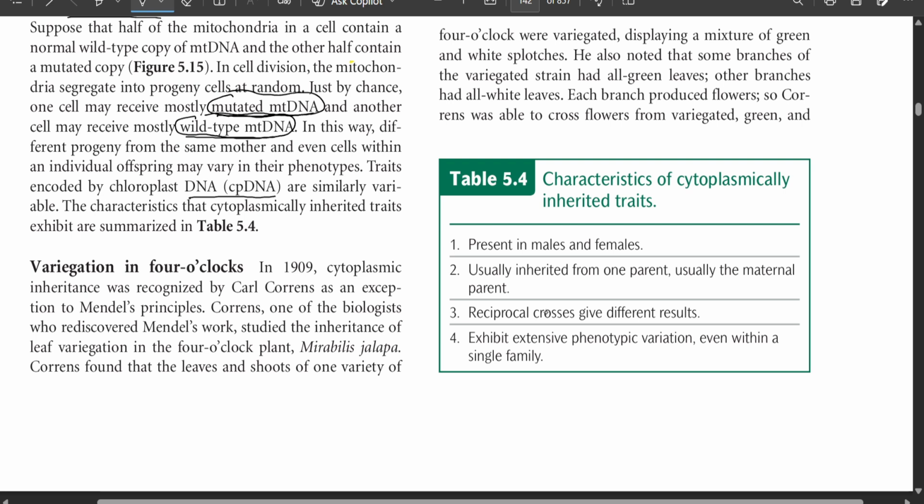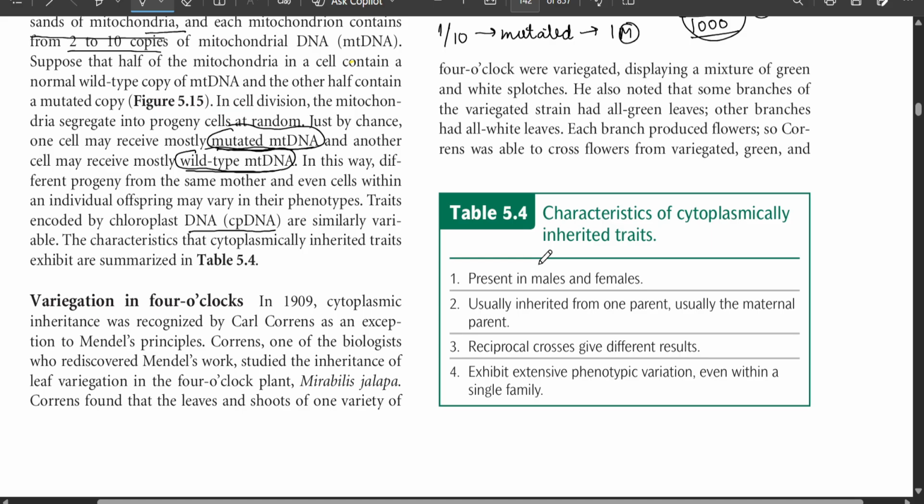Why does this happen? Because in mammals there is only a single zygote which has to be formed, so it can be either mutated or wild type. But in the plants there are many seeds produced, so some of them may be mutated, some of them may not be. Now there is a very peculiar example here, that is the variegation in the 4 o'clock plant. The 4 o'clock plant is also known as Mirabilis jalapa. Variegation refers to the alteration in coloring, which means sometimes you are getting a green color, sometimes a white color, and sometimes a mixed color.